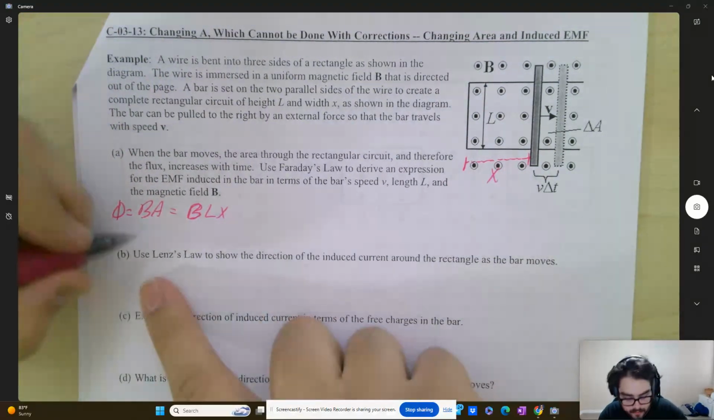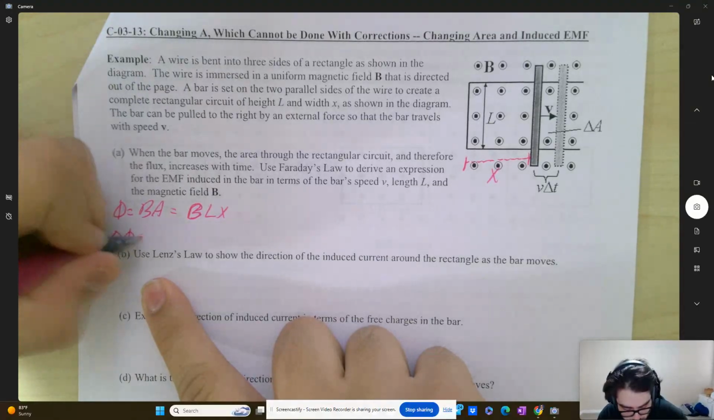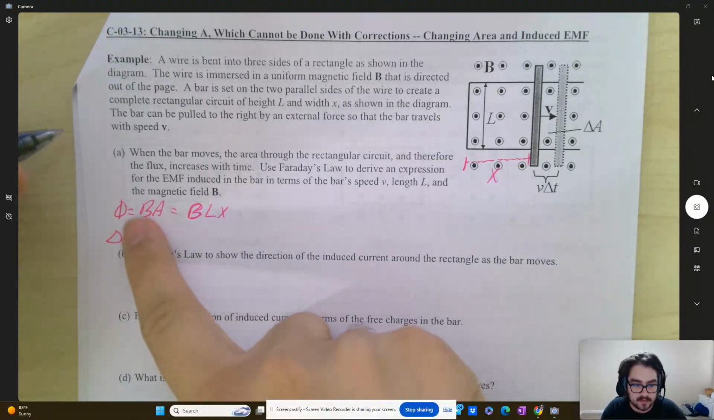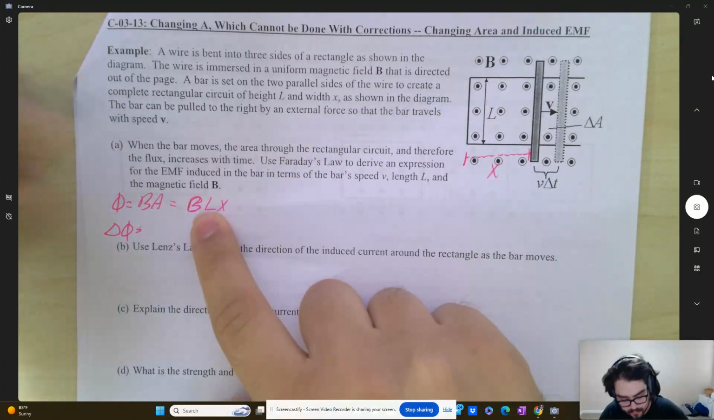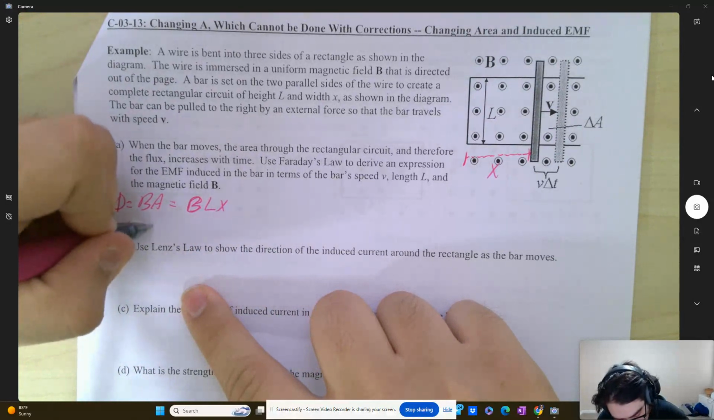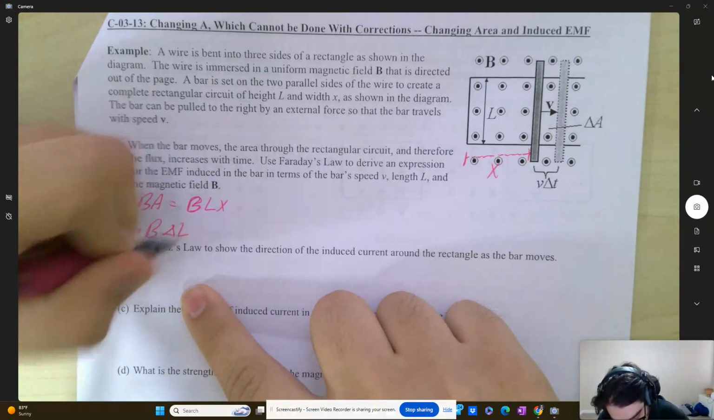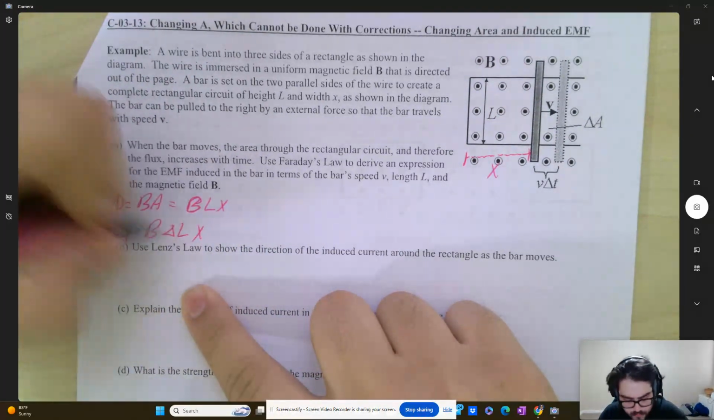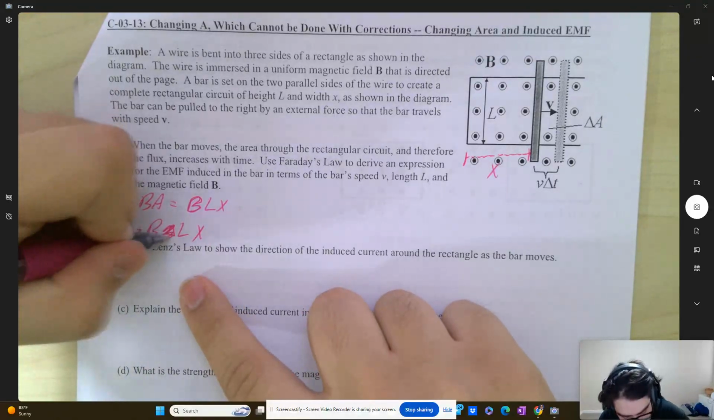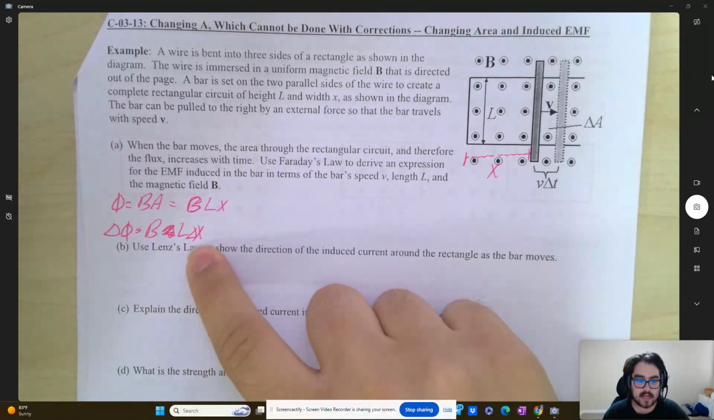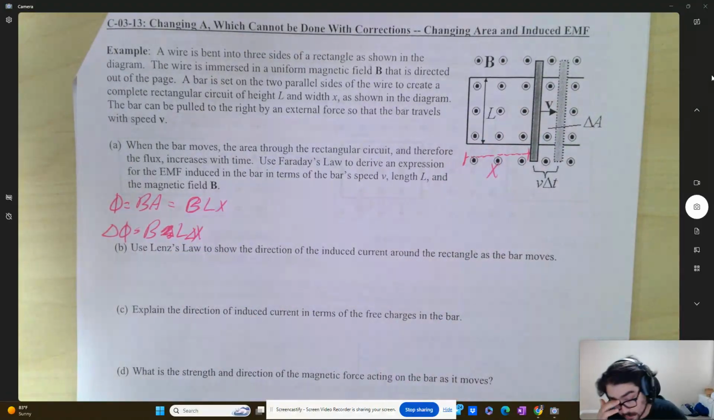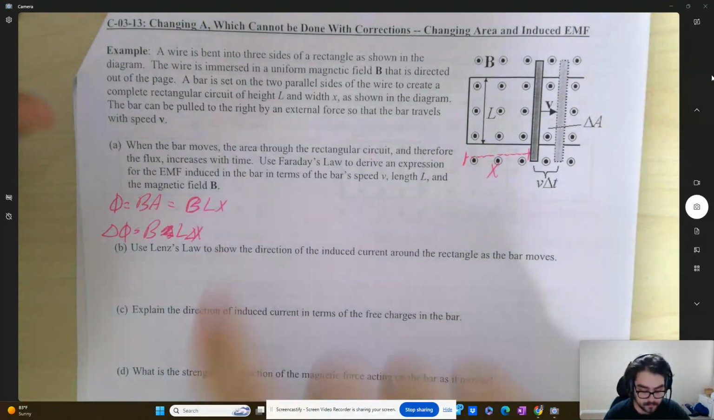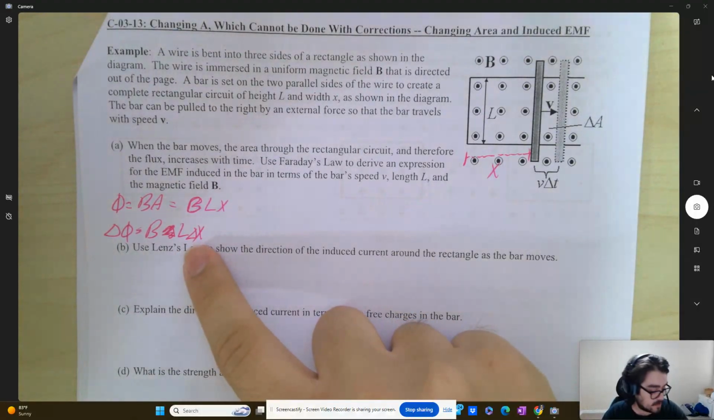Okay, now if we're looking at delta flux, what's actually changing here? It would be delta of BA, or BLX. But only one of these things is actually changing. Oh, I'm so sorry, it should actually be delta X, because L is not changing. L is the vertical, X is the horizontal. That is what's changing. So it should be BL times delta X.